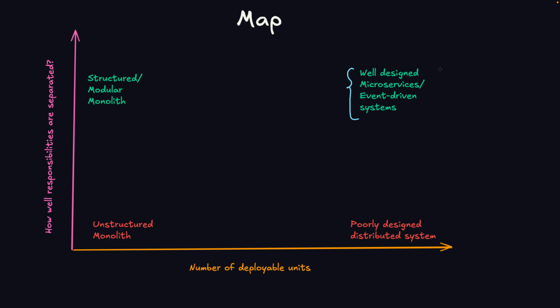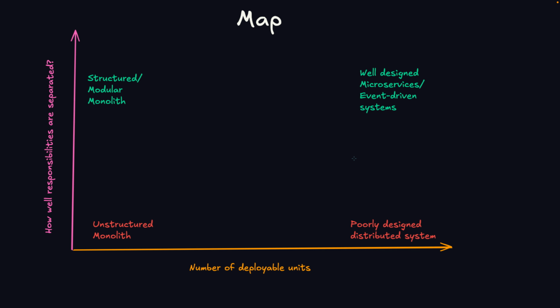And it sits here only because this is well designed. The microservice architecture is well defined. We have clearly defined responsibility for each of the services. We have clearly defined constraints. So because of that, it sits in the top right corner.